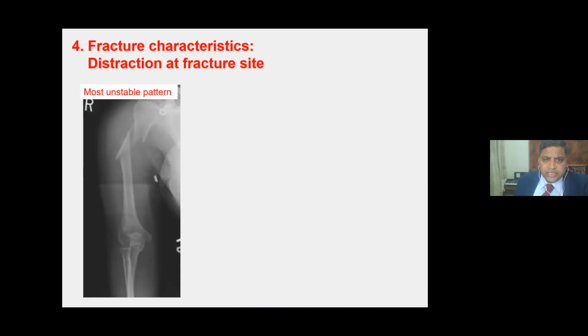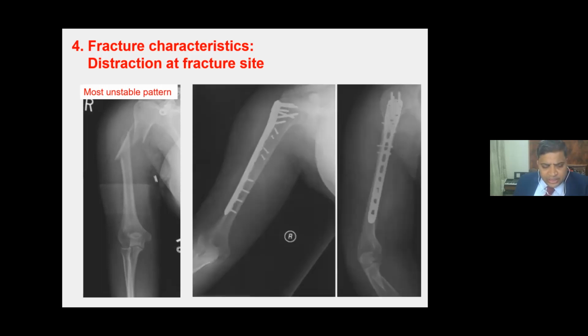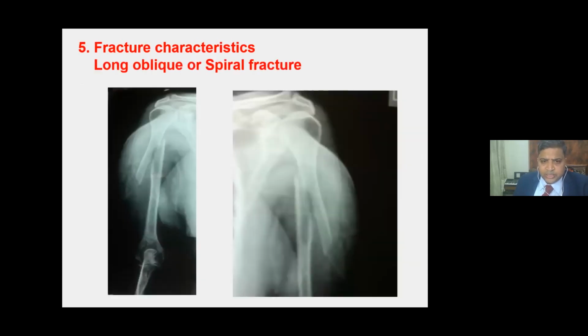So the next case scenario to consider in fracture characteristics is the distraction at the fracture site. Here you can see that it's a proximal fracture. Again, the bone-to-bone contact is not there. And I feel here the plate fixation with a good reduction of individual fragments and the interfragmentary screws and then plate will certainly suffice for such kind of fractures.